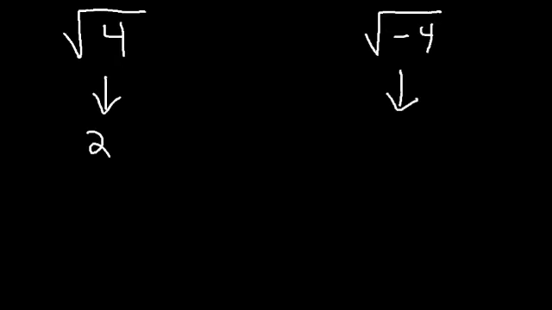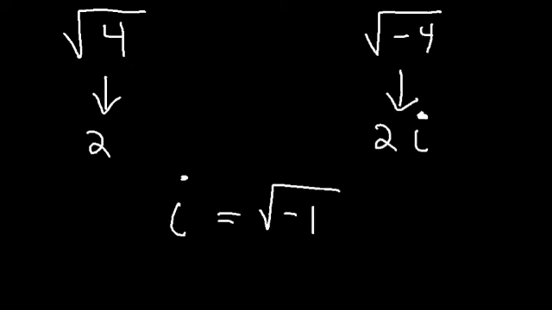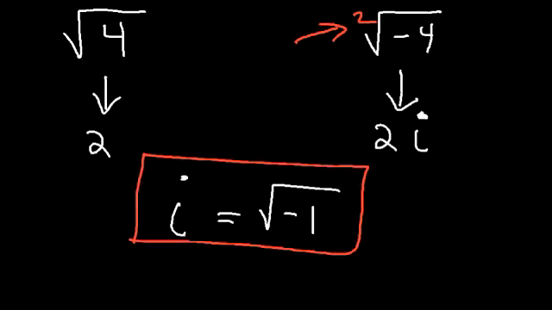The square root of negative 4 is 2i. It's not just 2. The imaginary number i is equal to the square root of negative 1. So the square root of negative 4 is an imaginary number. Anytime you have a negative inside an even radical, or radical with an even index number, you're going to get an imaginary number.